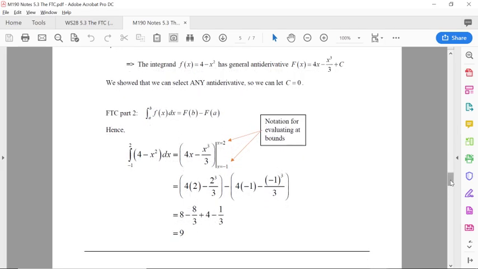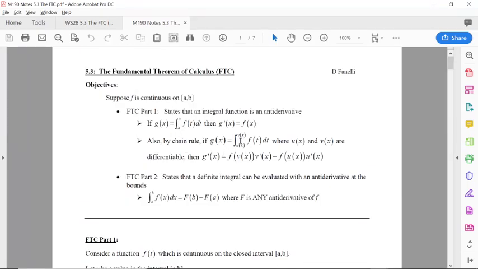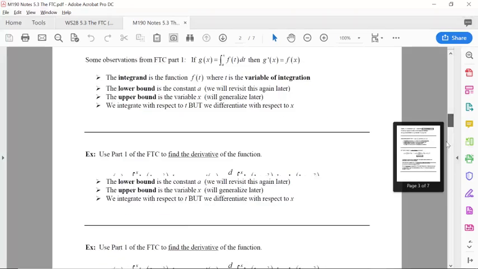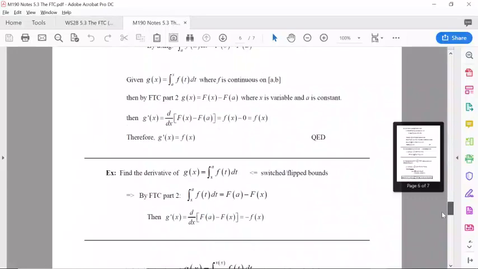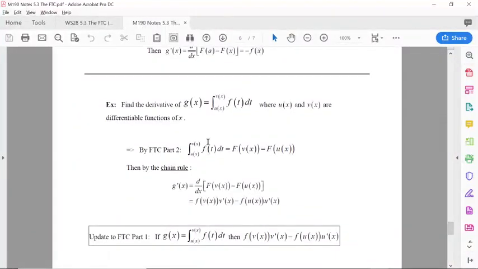Now, to complete our introduction to the two parts of the fundamental theorem, we now have everything we need so that we can demonstrate that this is true. By the chain rule, if we have an integral function where the bounds are functions of x, either one or the other is a function of x, then the derivative of that integral is going to require the use of the chain rule. We can demonstrate that through the use of the fundamental theorem of calculus part 2. And here I have that proof right here.